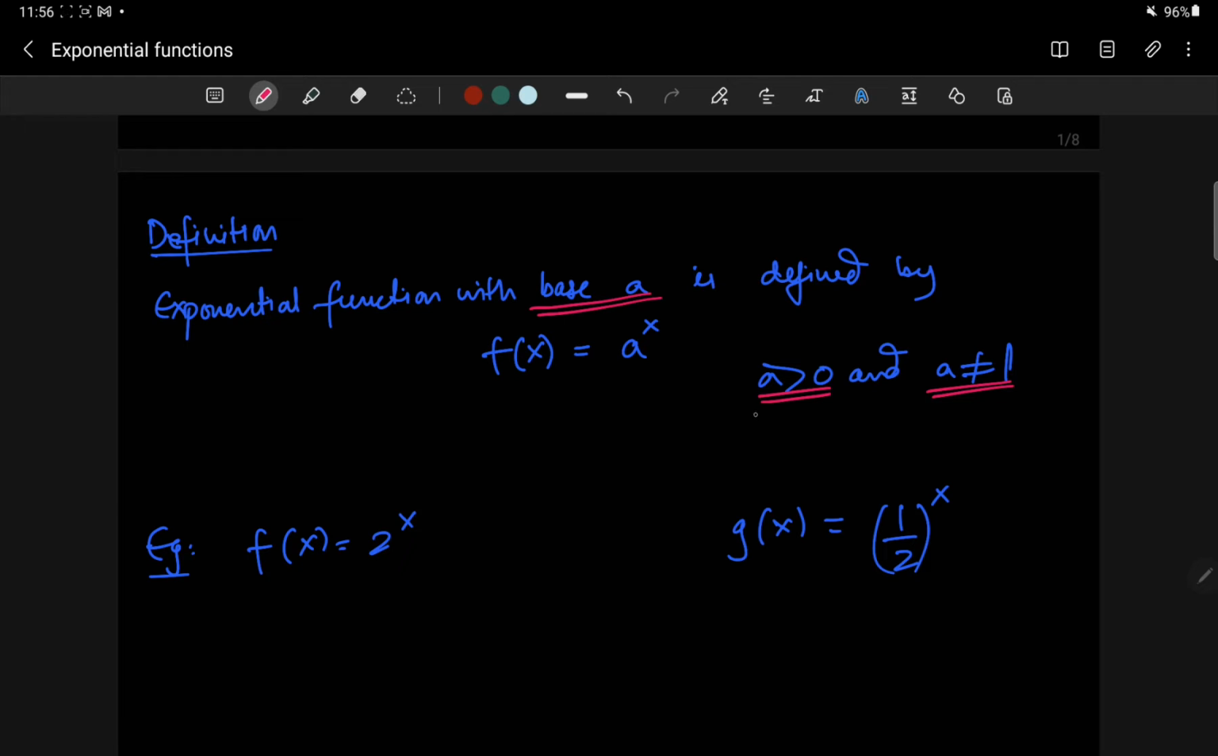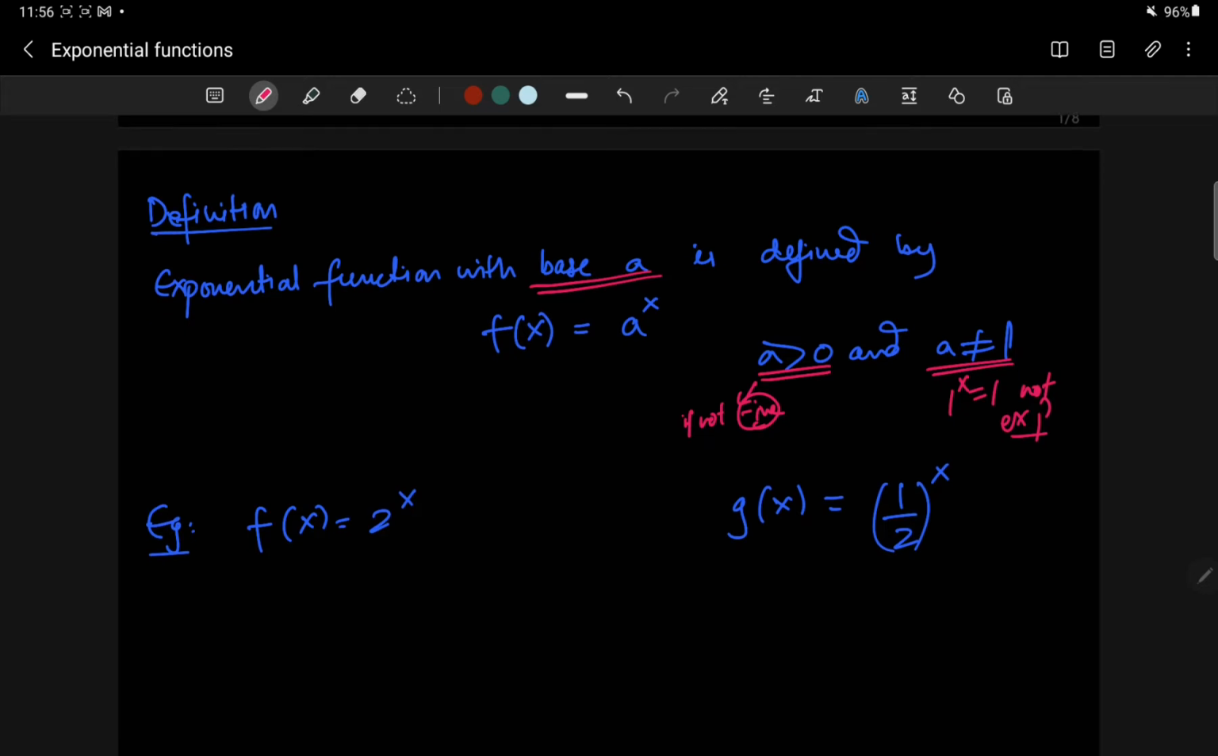Okay, a to be positive because if not, we have problems with the negative numbers. Negative numbers can create complex numbers, they can create oscillations, and not equal to 1 because 1 to the power x is 1. This is not exponential. It's just a constant, right? So it's a straight line.